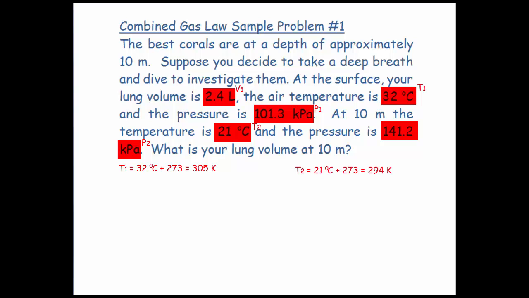The standard form of the combined gas law reads as follows. V1 P1 over T1 equals V2 P2 over T2. Now we're going to rearrange this equation so that we can solve for V2. In order to do that, V2 has to be in the numerator and it has to be by itself on one side of the equation.